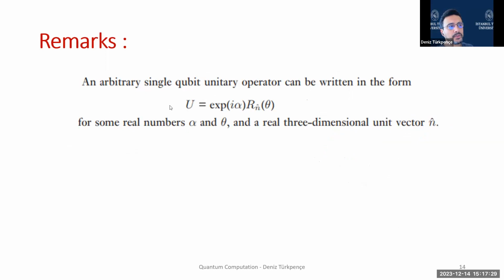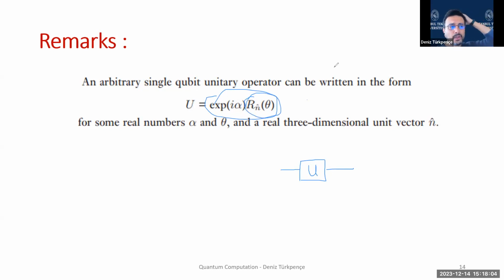Assume that we have an arbitrary single qubit unitary operator, and any such operator can be written in this form. So this is a phase factor, and this is a rotation operator. This means that in the previous lecture, we have seen single qubit operations. So this can be a Hadamard gate, or any other quantum gate, say U. So this means that this U can be written in terms of rotation operators in the Bloch sphere.